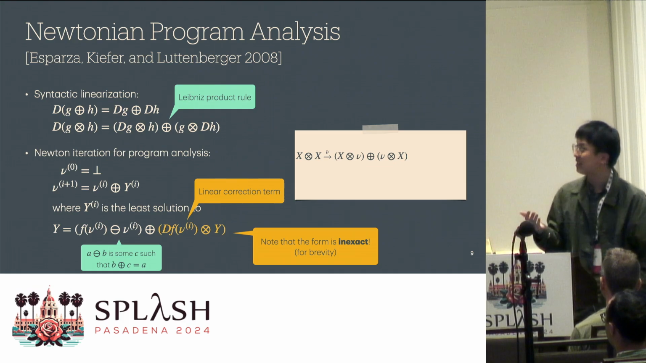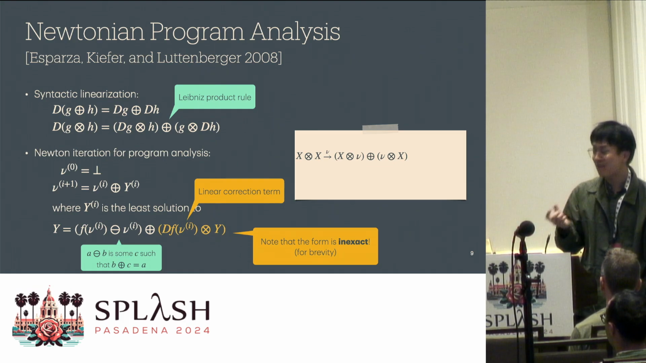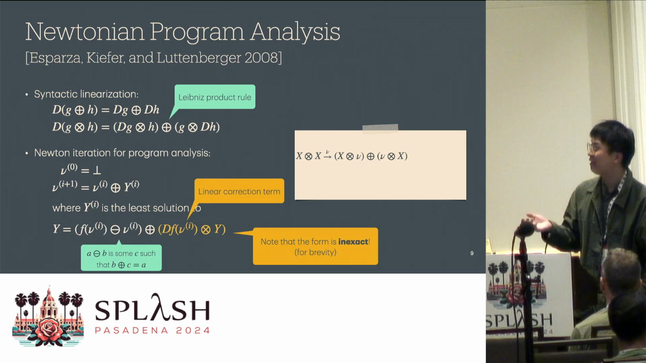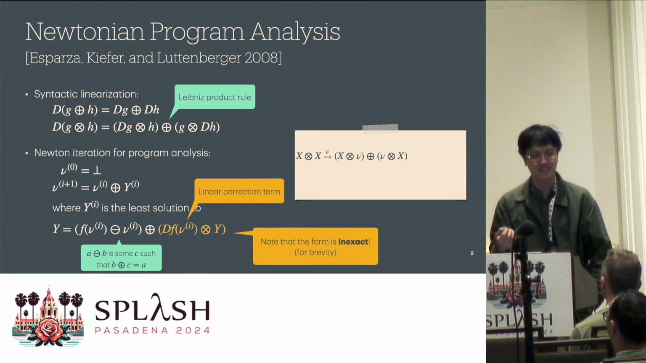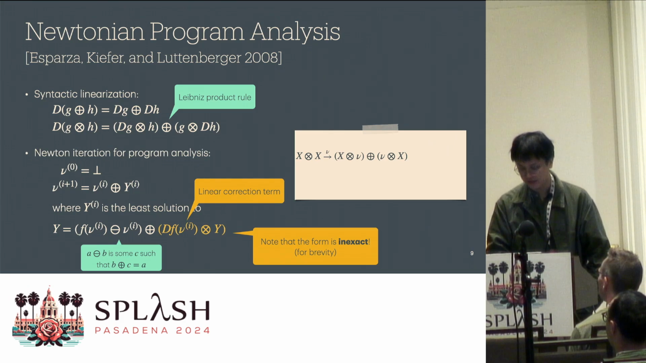As you can see, if multiplication is commutative, you would basically get something like 2 times nu times x, as we can see from the calculus.